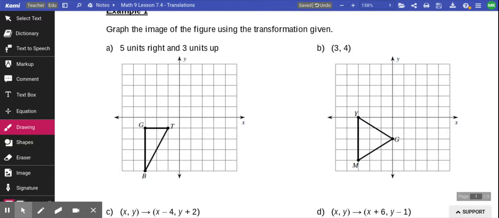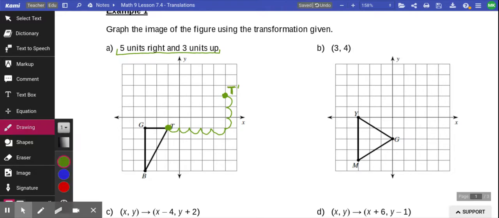So we're going to graph the image of the figure using the transformation given. A, we want to take this shape. We want to go 5 units right and 3 units up. The best way to do a translation is to move each point that far. So I'm going to start with point T right here, that corner, that vertex. I'm going to move it 5 to the right. 1, 2, 3, 4, 5. And then I'm going to move it 3 up. 1, 2, 3. That is now there. That is point T prime. I call it prime because it's not point T anymore, right? Because I've moved it. Point T was the original point.